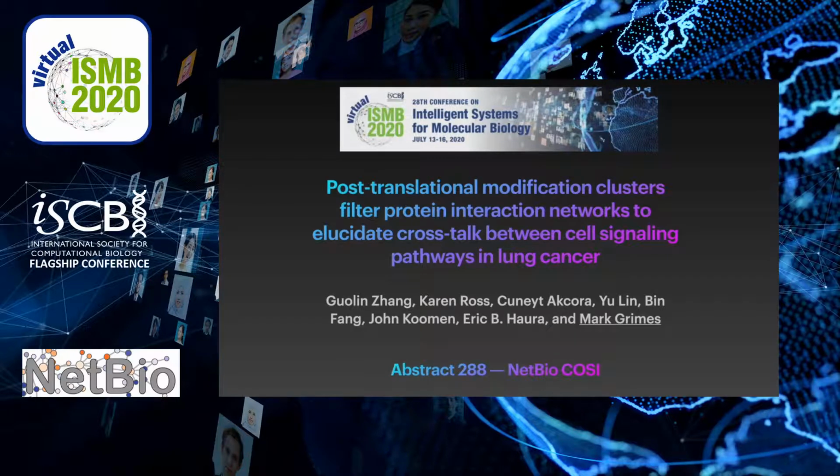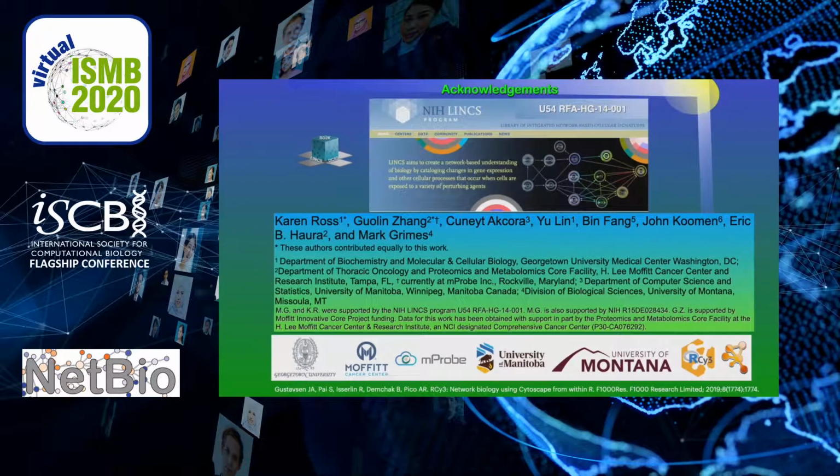Proteins are modified by covalent modification, post-translational modifications that can be detected by mass spectrometry. These data can be used to filter protein interaction networks and also to examine cell signaling pathways in lung cancer. I'd like to acknowledge my colleagues.